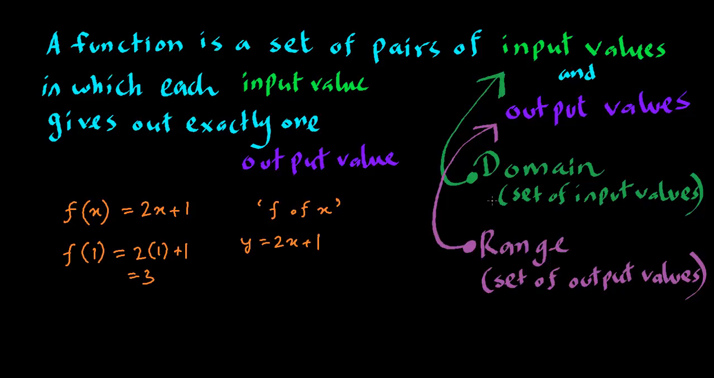Domain is the collection or set of all the input values that is possible. Range is the collection or set of all the output values that is possible. So let's take a look at a number of very common functions.